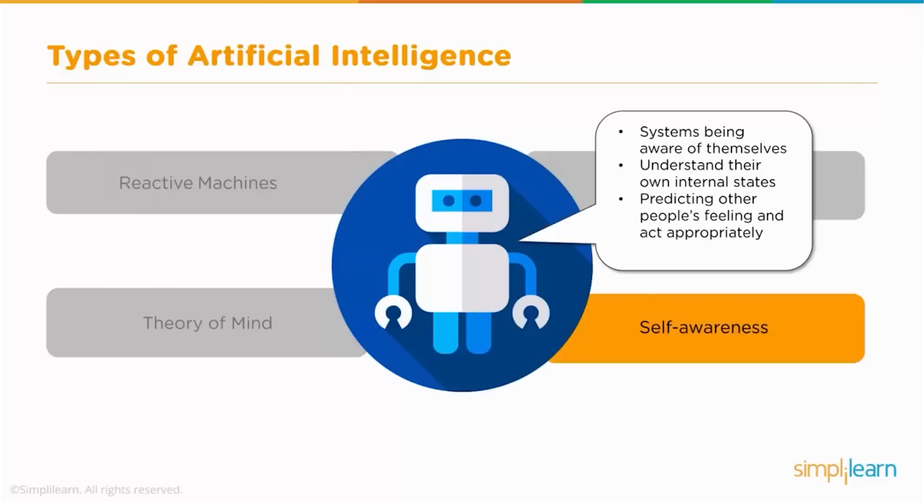And one of the final things, as we get into artificial intelligence, is systems being aware of themselves, understanding their internal states, and predicting other people's feelings and acting appropriately. So as artificial intelligence continues to progress, we see ones that are trying to understand, well, what makes people happy? How would they increase our happiness? How would they keep themselves from breaking down if something's broken inside? They have that self-awareness to be able to fix it.